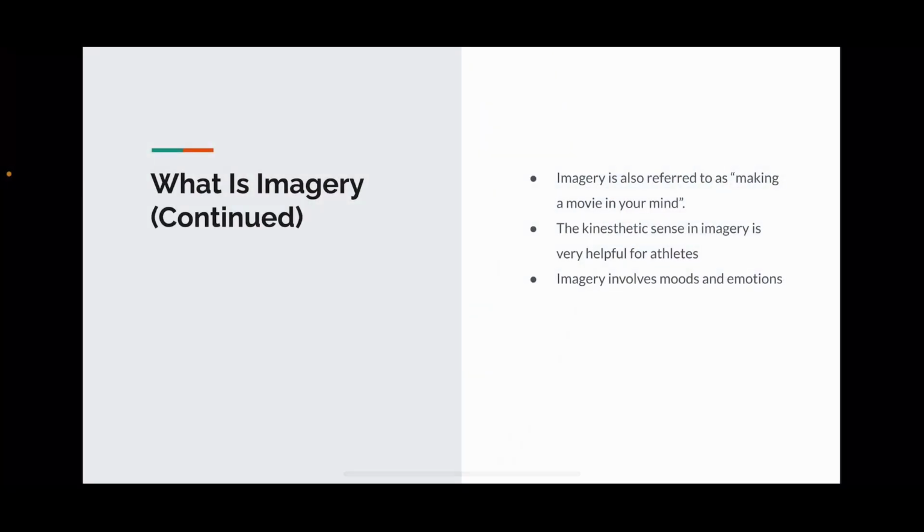Continuing with what is imagery, it is also referred to as making a movie in your mind. The kinesthetic sense in imagery is extremely helpful for athletes. Imagery involves moods and emotions as well.